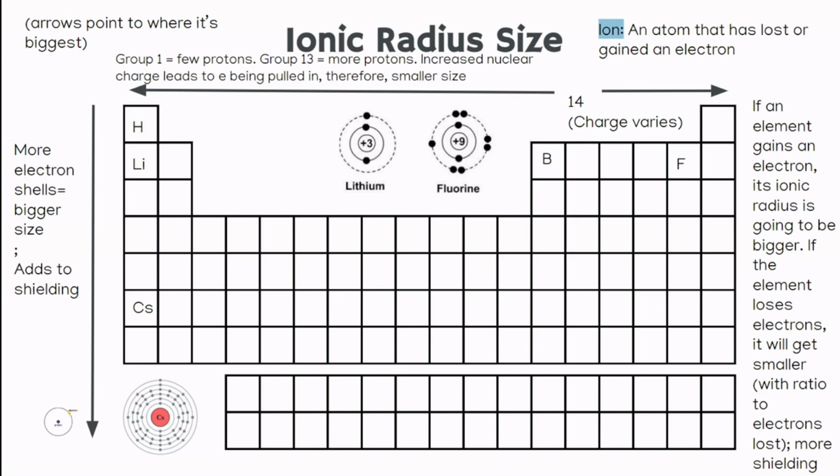For example, group 1 will lose 1 electron. Group 2 will lose 2. Group 13 will lose 3. Group 14 can vary; it can gain more, it can lose more. And so on and so forth, until we get to group 15. Group 15 is where it's going to start gaining electrons.